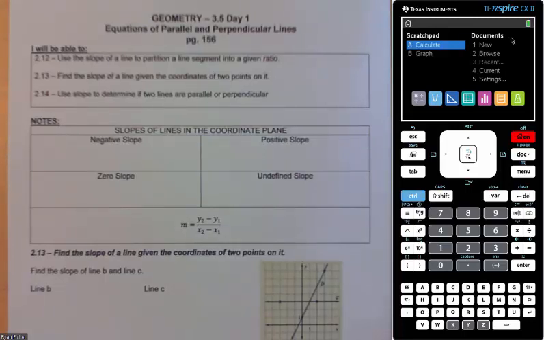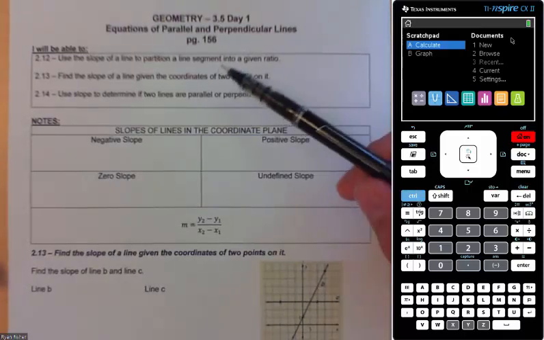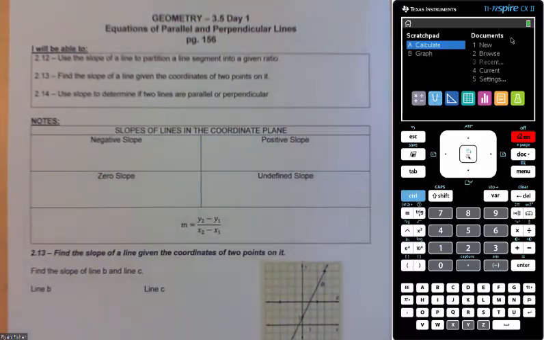In this lesson, we're going to use equations of parallel lines and perpendicular lines to solve some problems, to partition or break a segment into ratios of a specified amount, into any amount that we want, really. We'll also use the slope of a line to find coordinates, and to determine if lines are parallel and perpendicular. We've already looked at determining if lines are parallel and perpendicular as part of our review at the beginning of the unit, but we'll revisit that and expand on that.